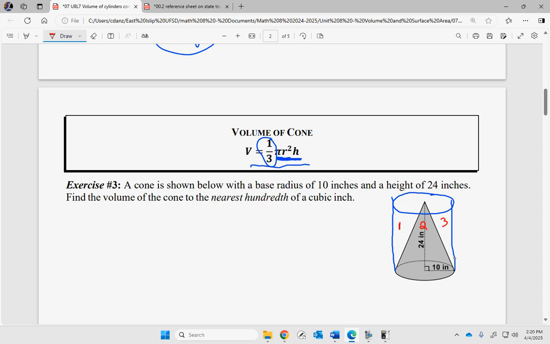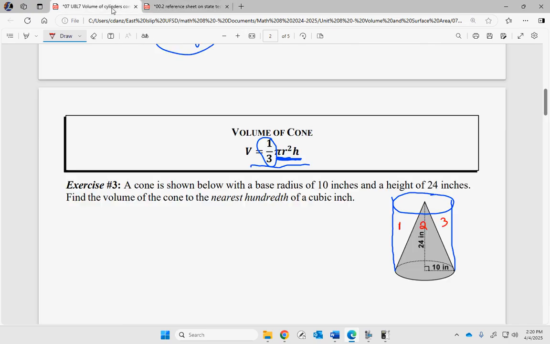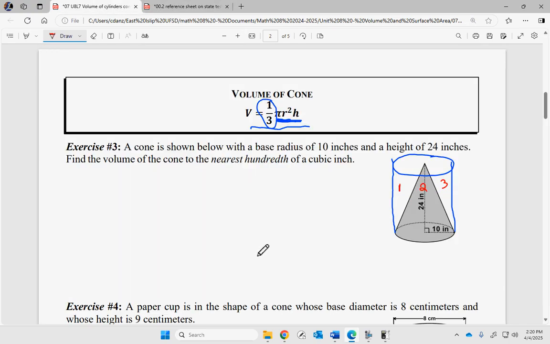So it's not something that you're ever going to have to prove to me, but it's nice to understand. And they have the formula right here for you. Volume equals 1/3 pi r squared h. So a cone is shown below with a radius of 10 and a height of 24. I'm just going to erase my stuff here. Find the volume of the cone to the nearest hundredth of a cubic inch. So we write down our formula.